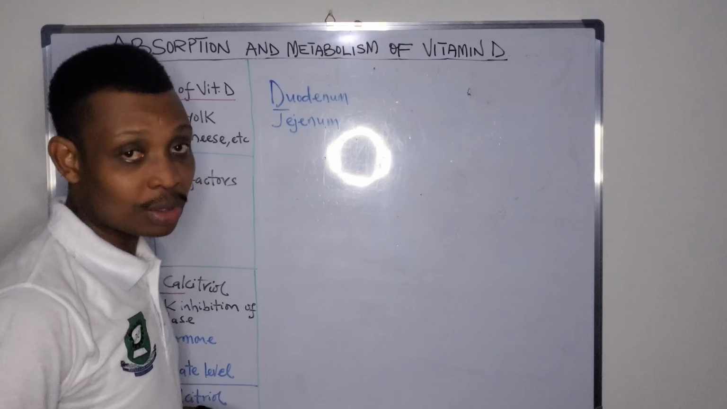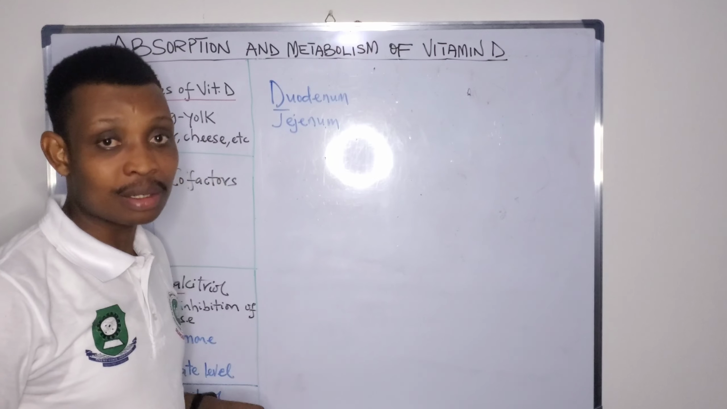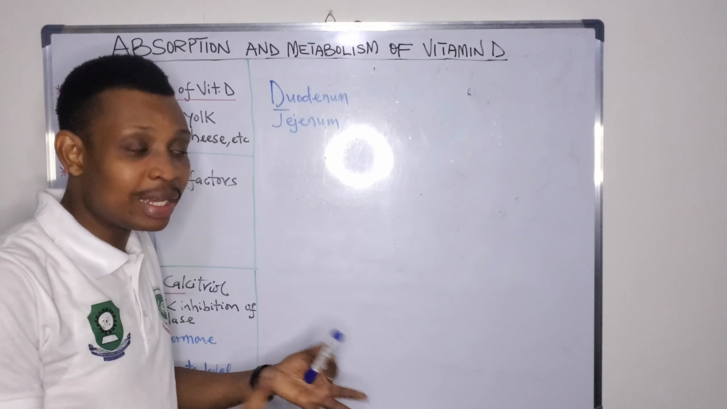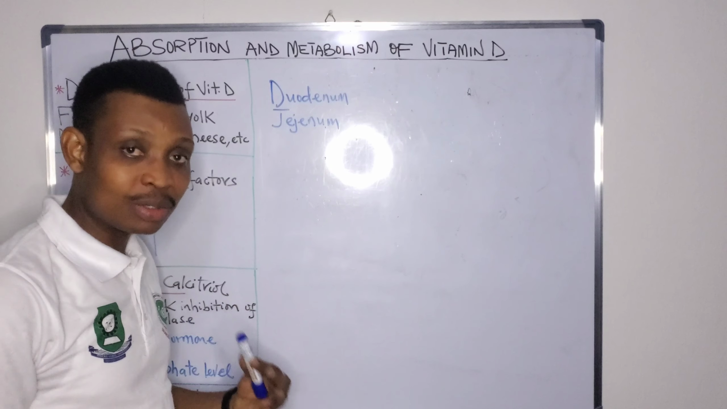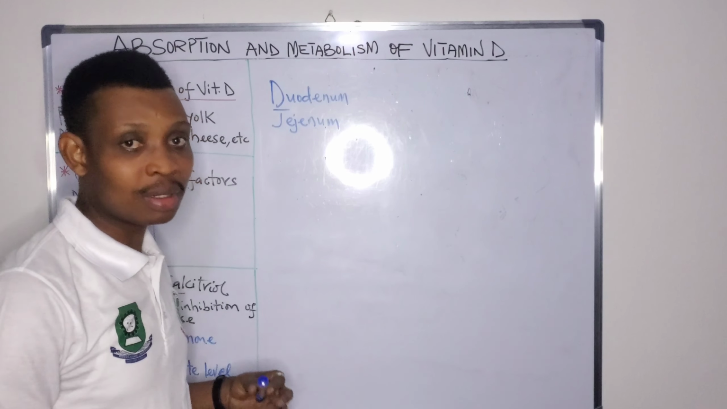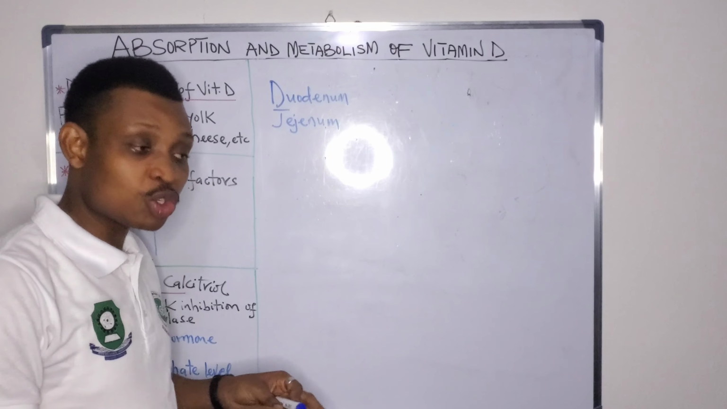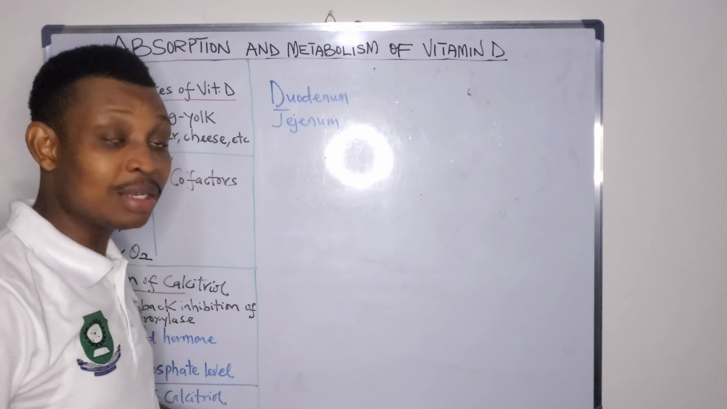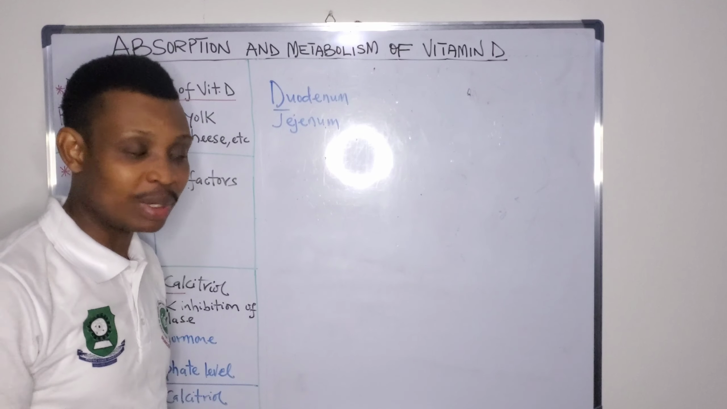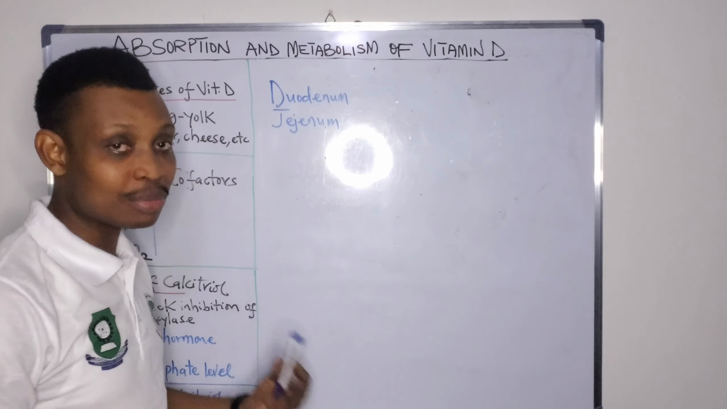Now, its absorption is enhanced by bile salts. Bile salts act on large fat droplets, because vitamin D is fat soluble. It is taken in from the diet combined with fat. So in the small intestine, bile salts act as detergents and break the large fat droplets into smaller ones. By so doing, it gives room for lipase to also act on those smaller fat droplets, and that gives room for vitamin D to be free and then be absorbed.